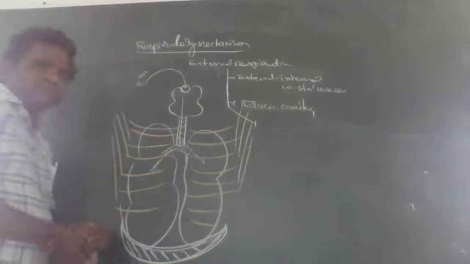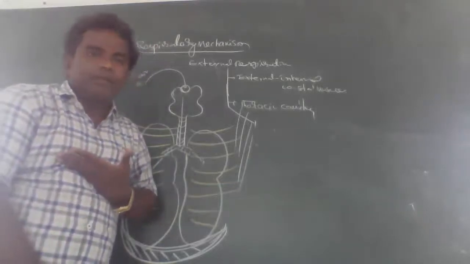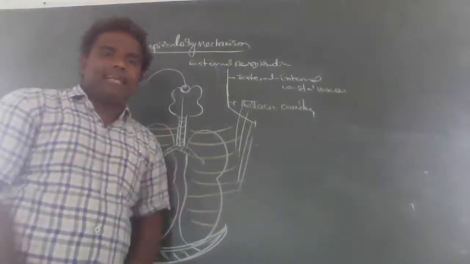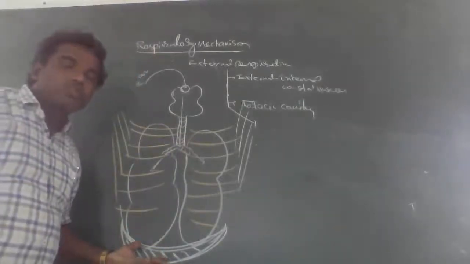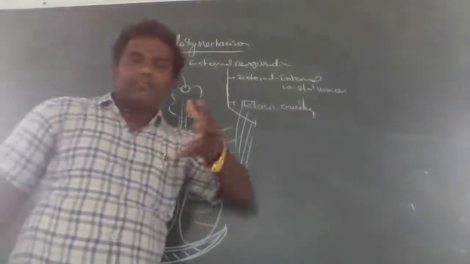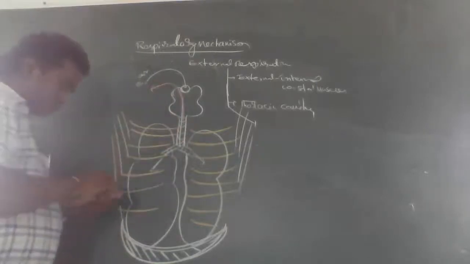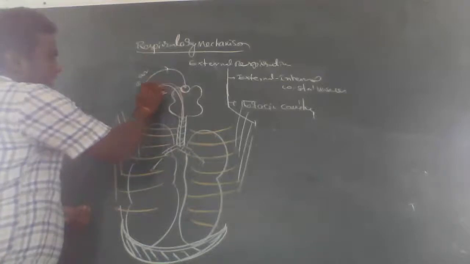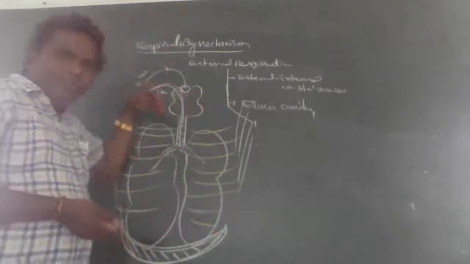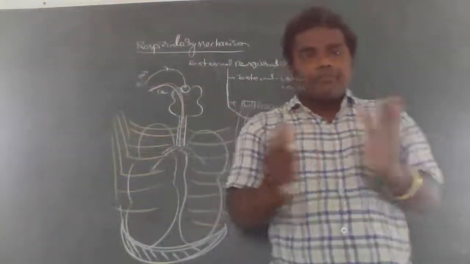The diaphragm guards the lungs. The diaphragm separates the thoracic cavity from the abdominal cavity. So this diaphragm is also responsible for external respiration. What is external respiration? Already told: the exchange of gases between the environment and the lungs, oxygen in, carbon dioxide out. That is called external respiration. In external respiration, what are the parts involved?